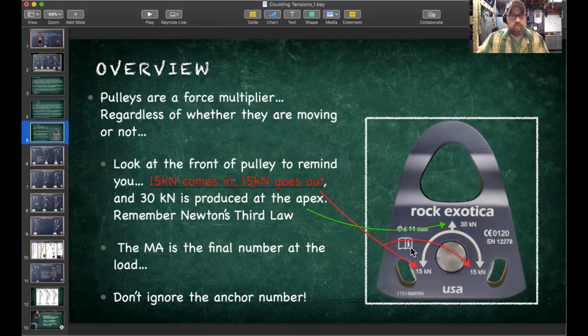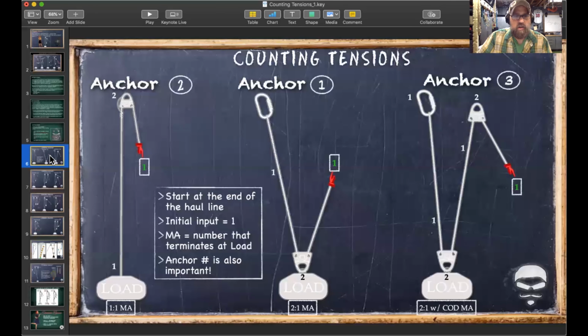And we'll kind of see what that force looks like. All right, so counting tensions. A lot of folks will use counting tensions just for complex MAs. We teach it starting from the get-go. So as soon as we even start talking about a 1-to-1 or a 2-to-1, we're already adding how to count tensions into it, just because most people are very familiar with a 1-to-1, a 2-to-1, a 3-to-1.